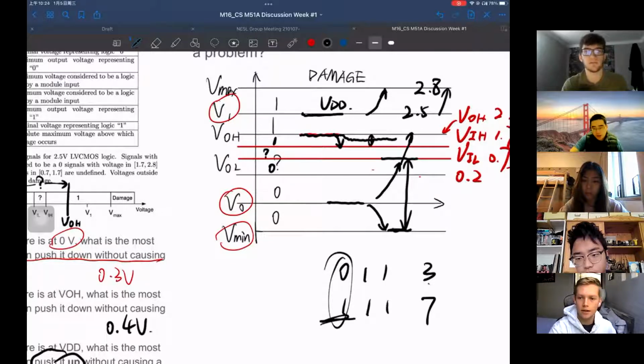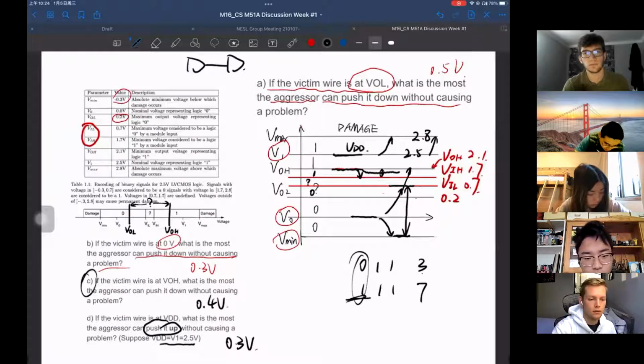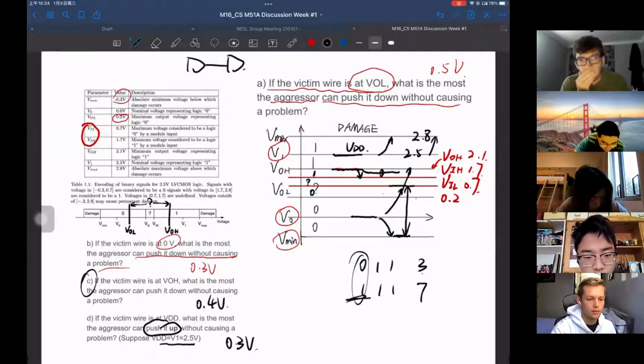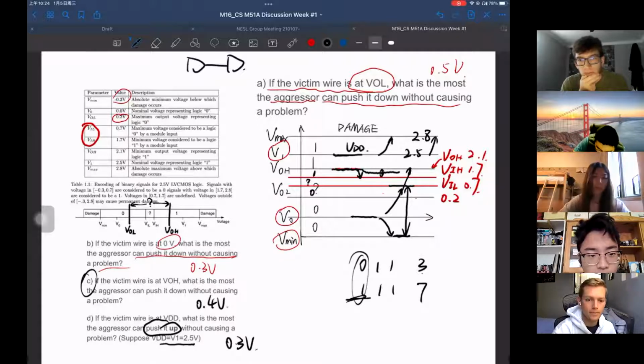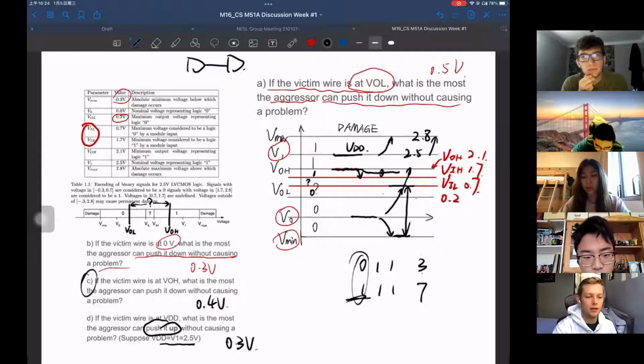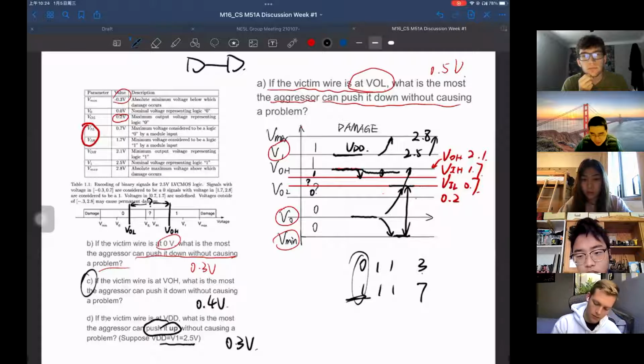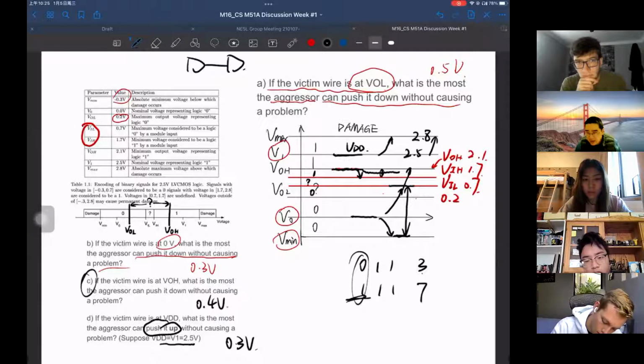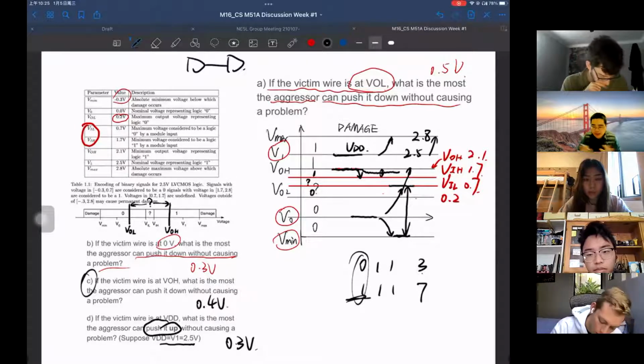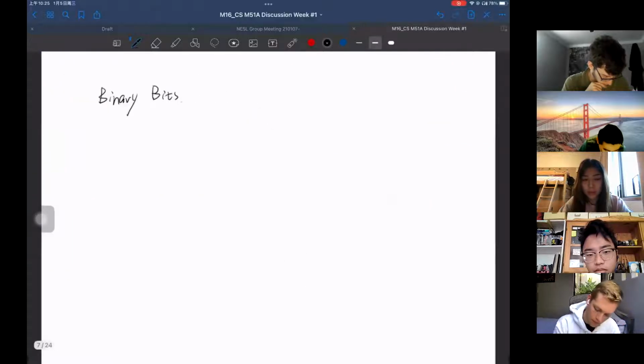Did you say if the wire's at VOH, it would be 0.4 is the amount you could push it down? Oh, I mean here? Yes, in this example, it is because we are already here, so there's not much space we can go down. You can push it down to the input threshold. I see. Okay. But again, this is just an example. The real world numbers might not look like this. It's just an example question. Okay, let's move on.